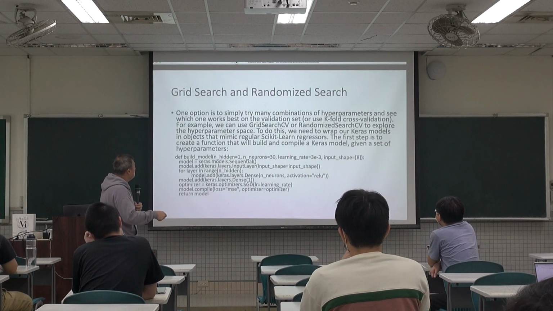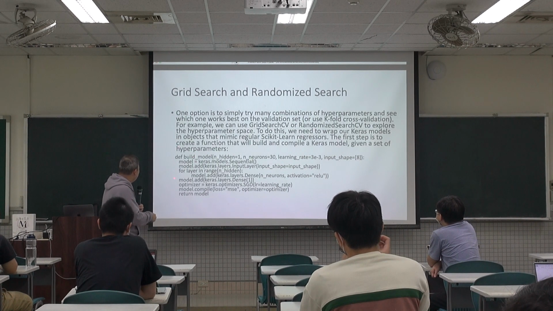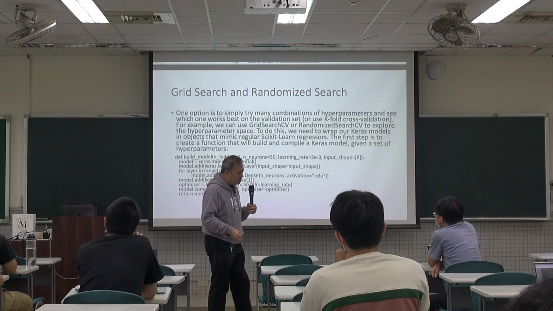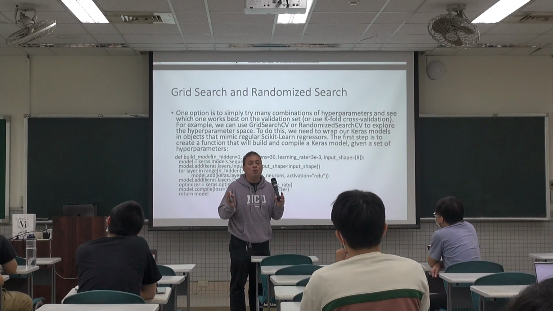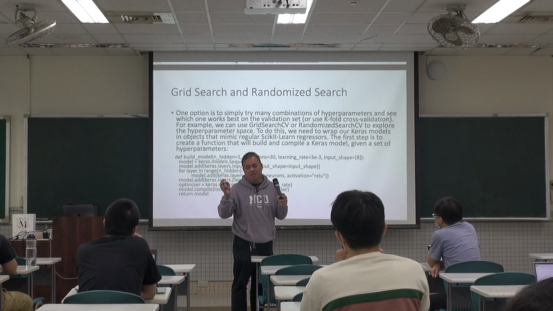Here, we use what we call grid search CV or randomized search CV to explore the hyperparameter space. Randomized search normally will give you a better result in a shorter period of time, but you cannot guarantee that it is the best value.